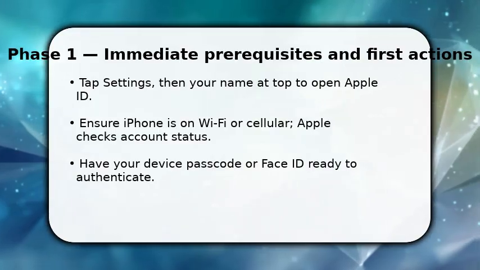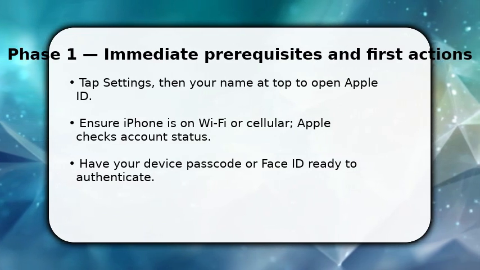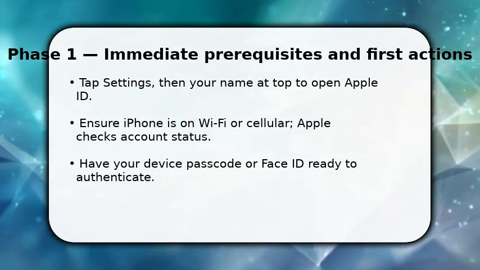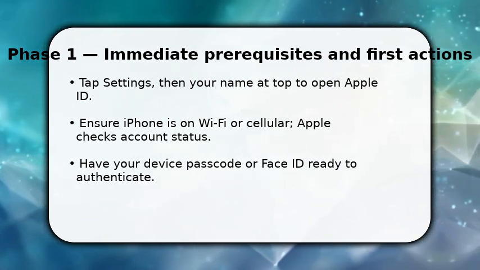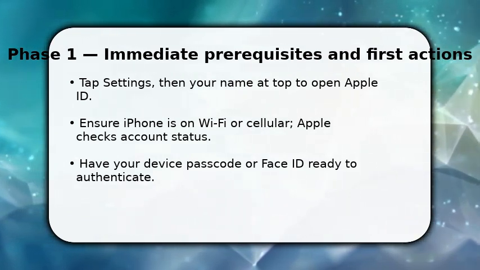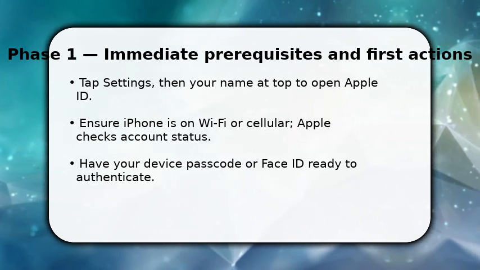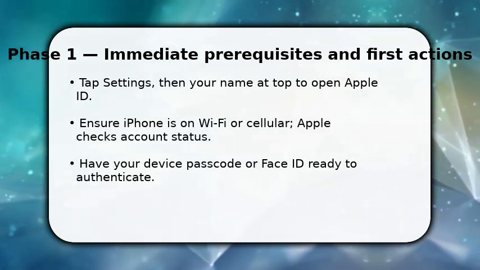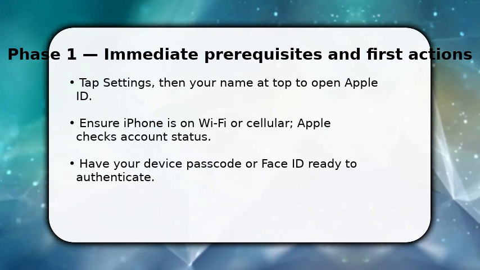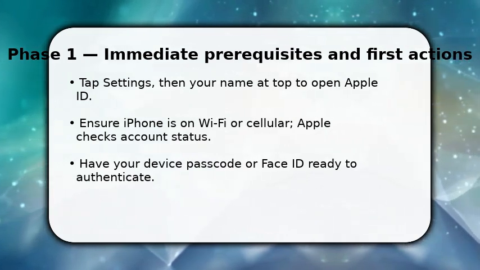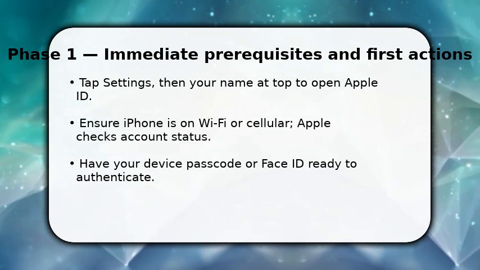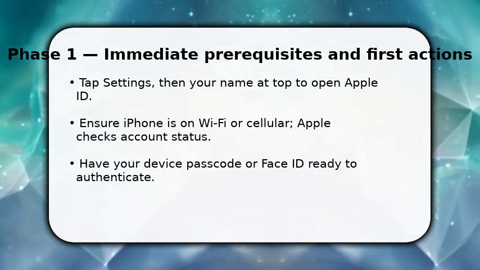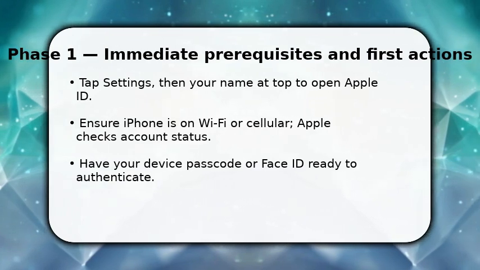You start in Settings, tap your name to open Apple ID because pending charges are tied to your account history. Once done, make sure your iPhone is connected to Wi-Fi or cellular since the App Store needs network access to show pending items. You'll authenticate with Face ID, Touch ID, or your passcode. This confirms it's you and lets you view subscriptions and purchases. Don't skip authentication, because without it, you can't access payment or purchase details for cancellation.